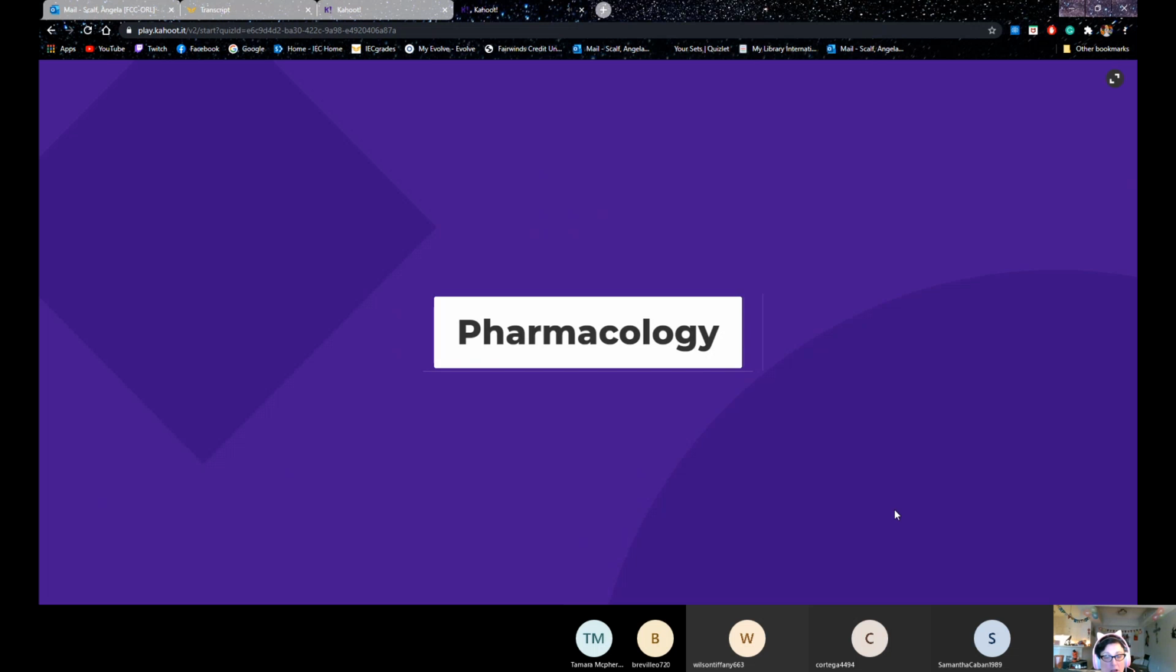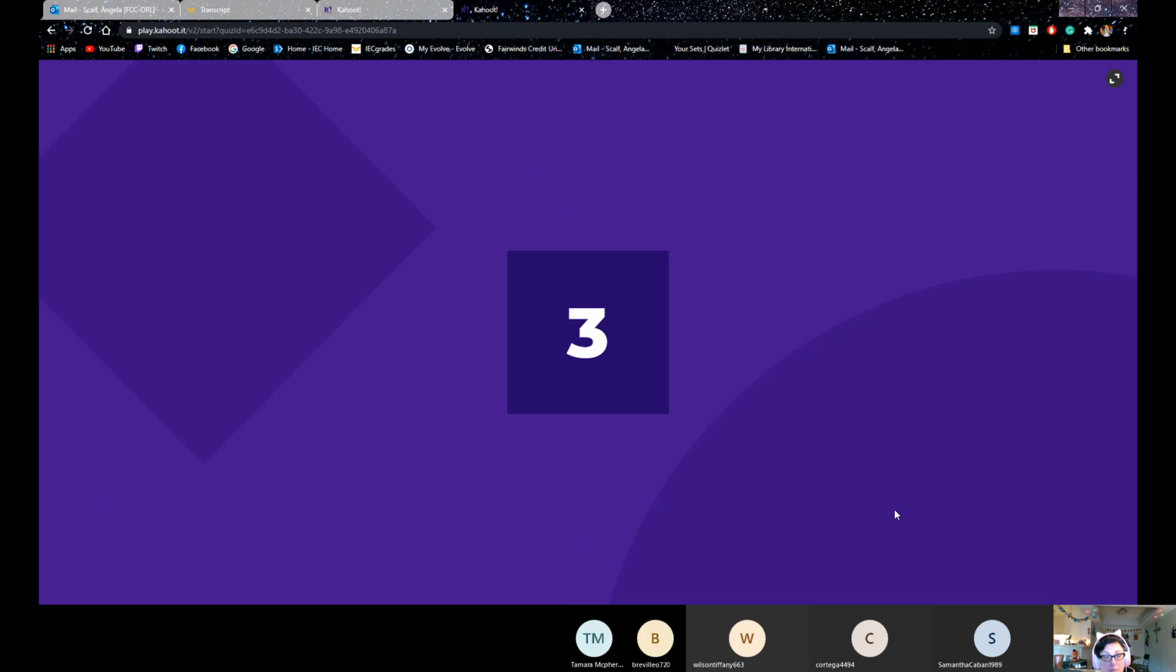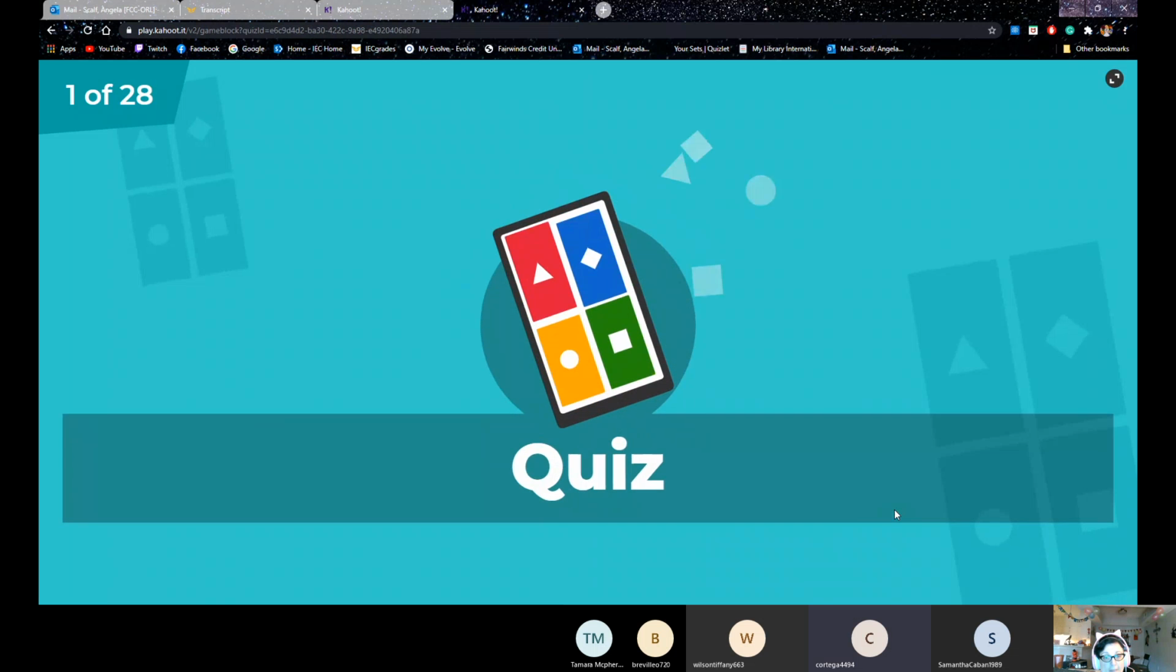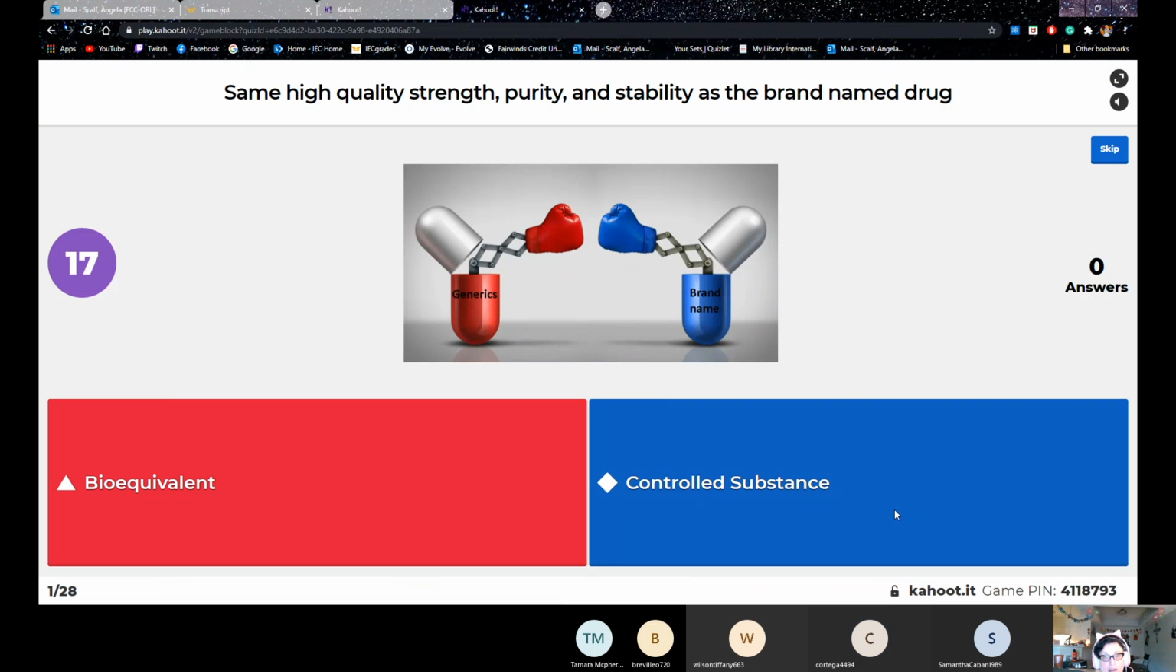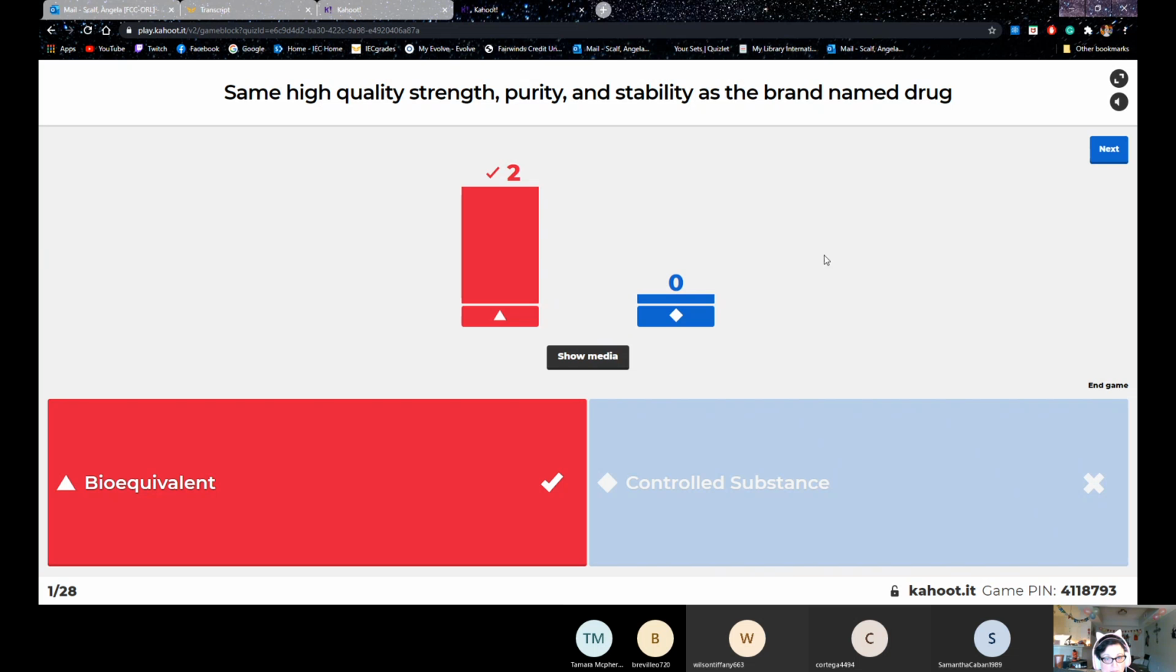All right, pharmacology. Y'all can see my screen, right? Yes. All right, here we go. It says the same high quality, strength, purity, and stability as a brand name drug. What is that term? Bioequivalent. Put it in there. Excellent, very good. Yes, that is bioequivalent.